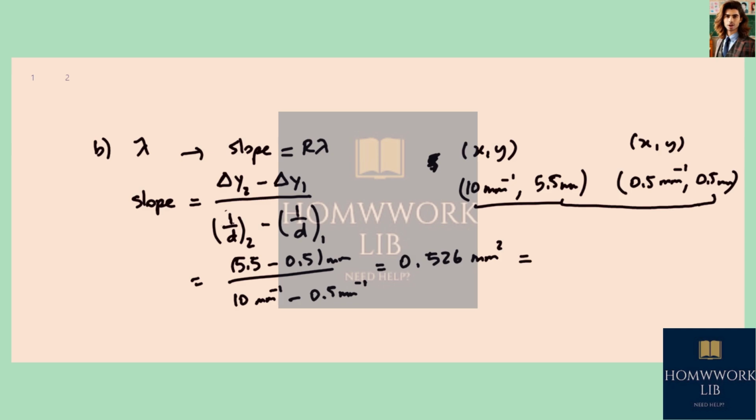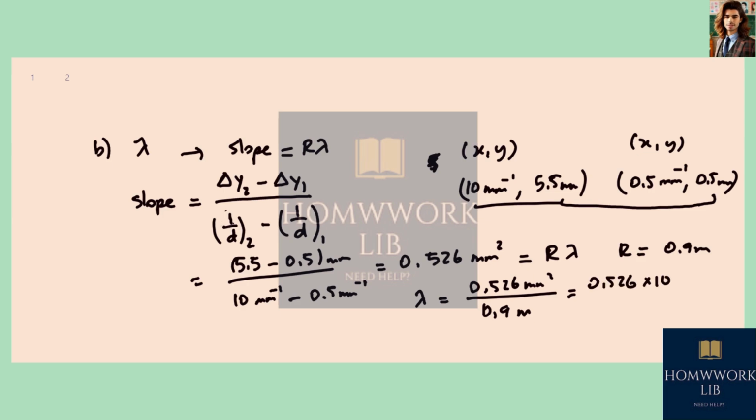That, as you know, has to be equal to r times lambda, and r was given to us as 0.9 meters. All we need to do now is divide both sides by r. So it's 0.526 millimeters squared divided by 0.9 meters. Now we need to do the conversion from millimeter squared to meter squared: 0.526 times 10 to the power of -6 meters squared, because it's squared, divided by 0.9 meters. So this will give us something like 584.44 nanometers for our wavelength.